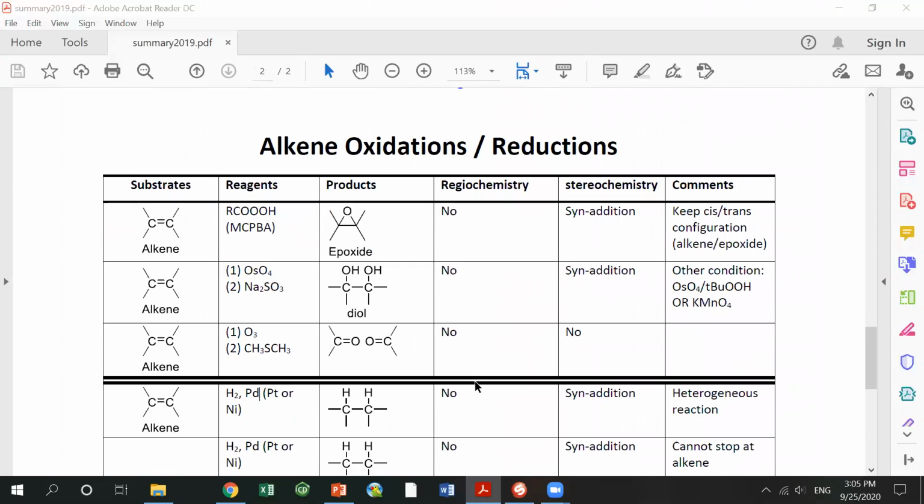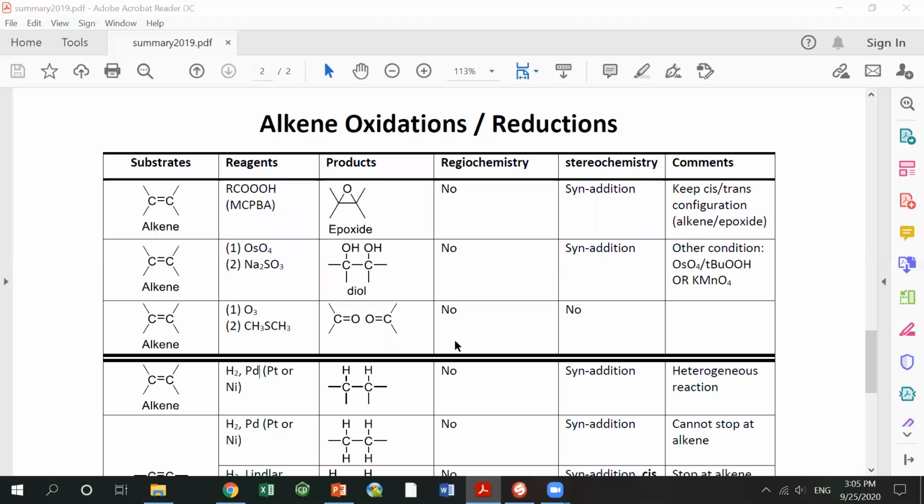Right, and then we learned a bunch of oxidation reactions and also reduction reactions. Here, you have to try to memorize their reagents and also what their products are, okay. So the first one is epoxidation, where we normally use a peracid as the reagent, so MCPBA, and we get an epoxide.